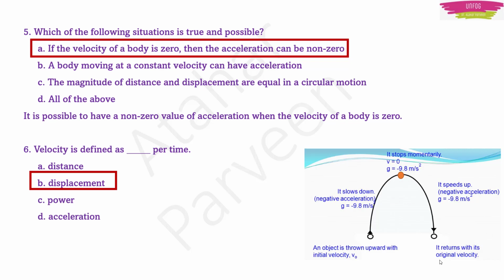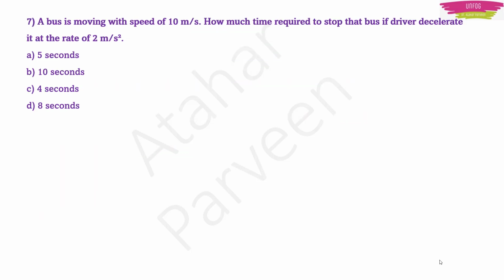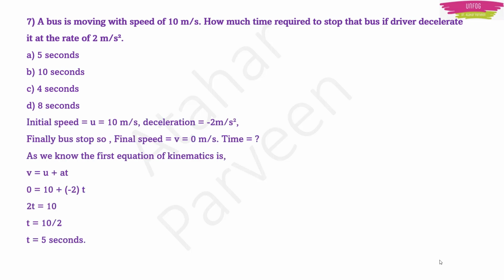Okay. Let's move on to the next question. Question number 7. A bus is moving with a speed of 10 meter per second. How much time is required to stop that bus if the driver decelerates it at the rate of 2 meter per second square? Here 4 options are given. Decelerate means the driver is slowing down the bus to stop it ultimately. Okay, retardation or deceleration, both are the same words. Now what is given and what we have to calculate, we should understand it here.